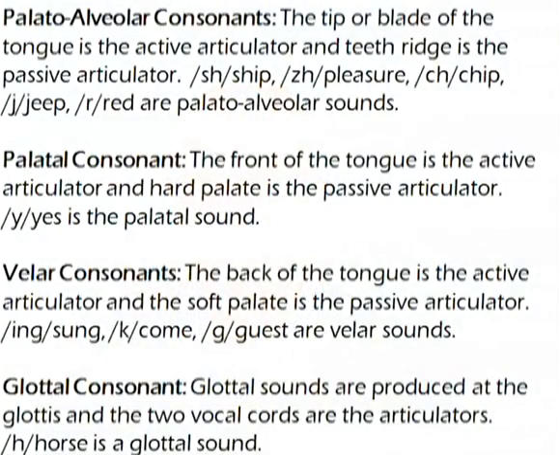Okay, now velar consonants. Velar consonants are produced how? The back of the tongue is the active articulator, and the soft palate is the passive articulator. Now, this is a sound that if I asked you to say ing, I-N-G, ing, S-U-N-G, like in the word sung, he sung a song. K, come, g, guess, are velar sounds.